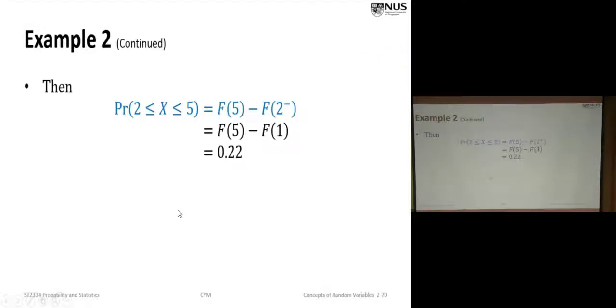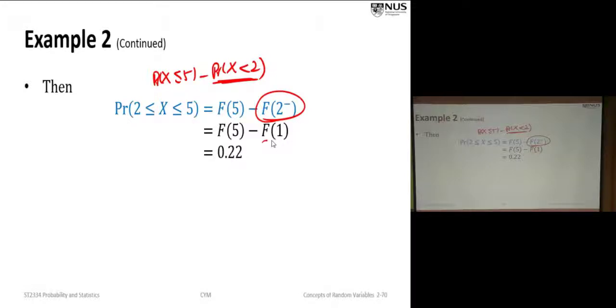What's the chance that x falls between 2 and 5? That is, a particular employee whose days of leave is between 2 and 5 inclusive. So it is equal to F5 minus F2 minus. In other words, it is the probability of x less than or equal to 5 minus the probability of x less than 2, which does not include 2. You have to subtract this part, which is represented by F2 minus. Because x is a random variable taking integer values, 2 minus basically means 1.